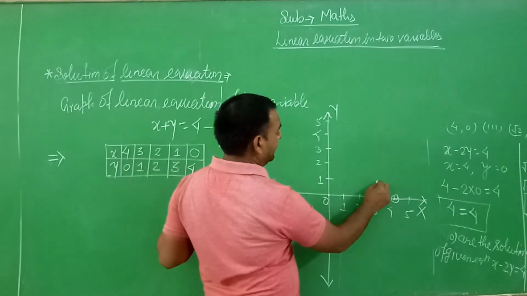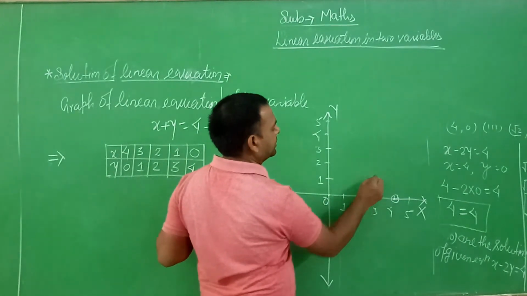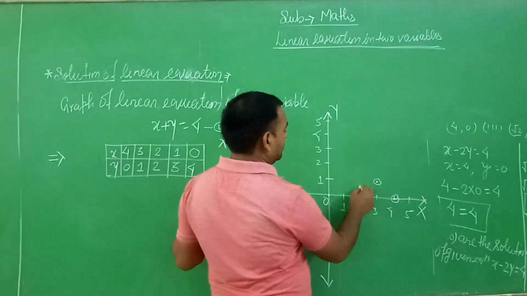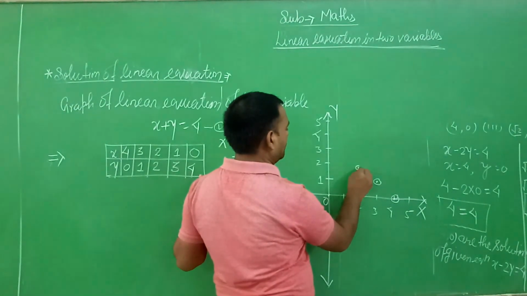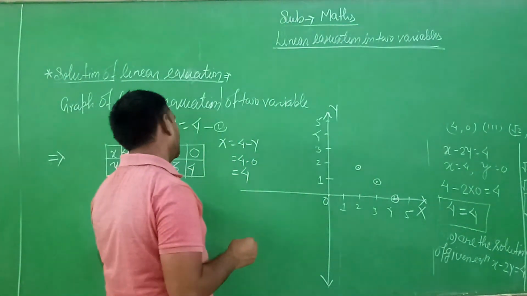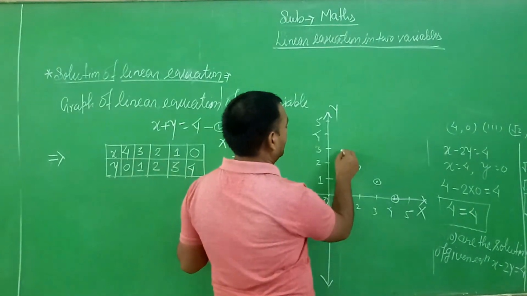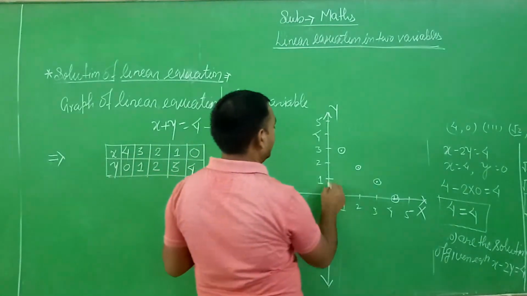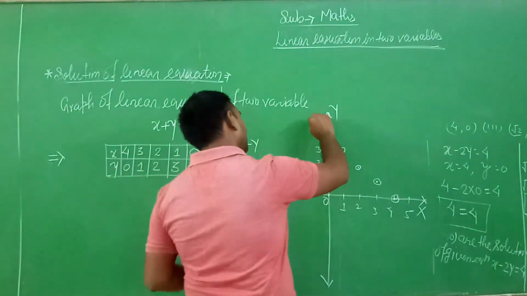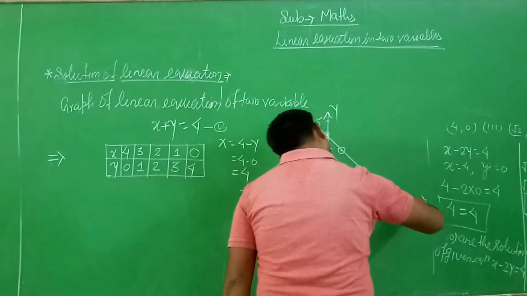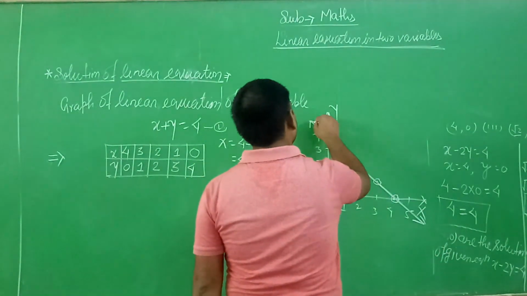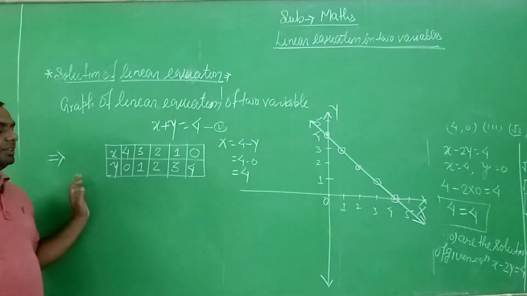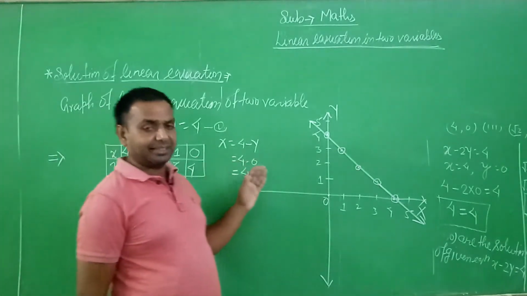If x is equal to 2, then y is also equal to 2. If x is equal to 1, then y is equal to 3. Then if x is equal to 0, then y is equal to 4. You take these points and you can draw a line. So this is the graphical representation of a linear equation in two variables. You can draw it like this.